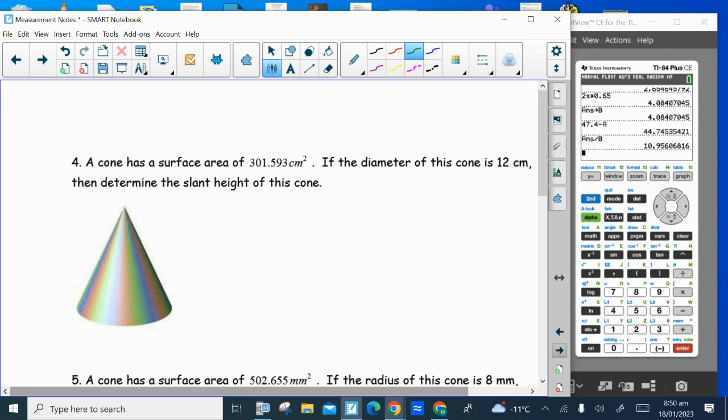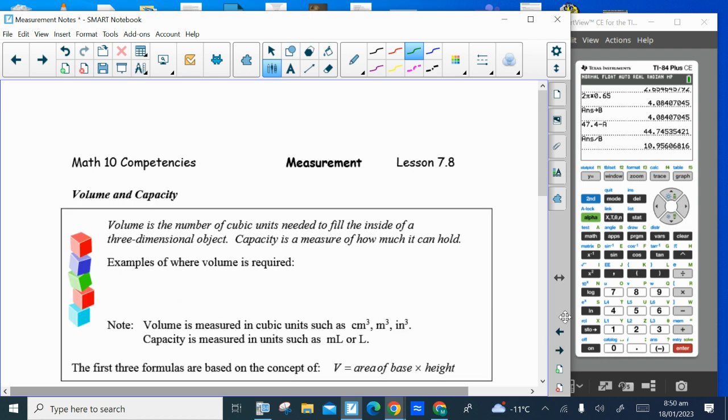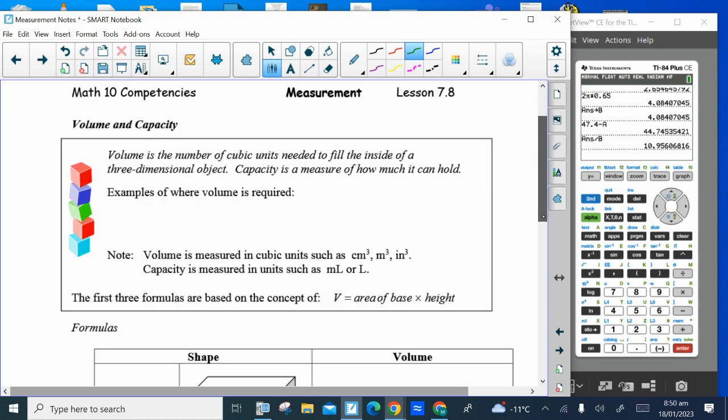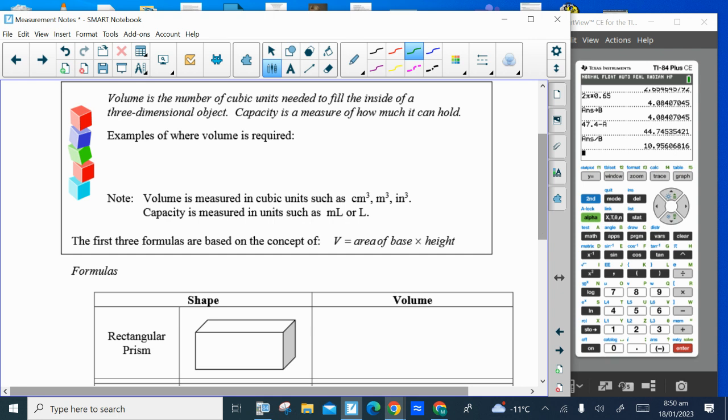Okay, so these next ones on the next page just deal with different shapes, but the questions are all done the same. So what I'm going to do is move ahead to lesson 8, where we're talking about volume. It is the number of cubic units, right?